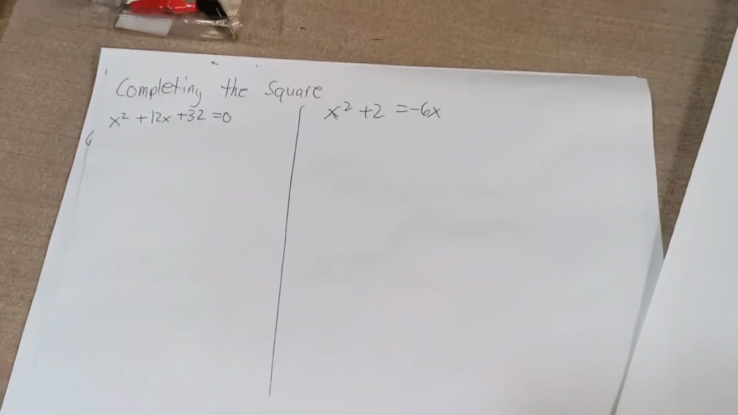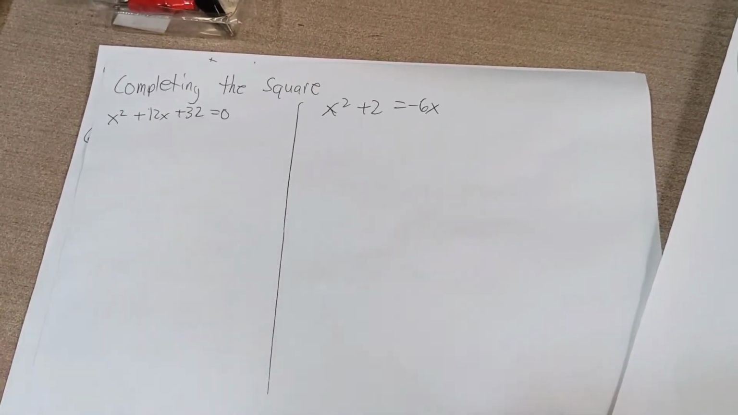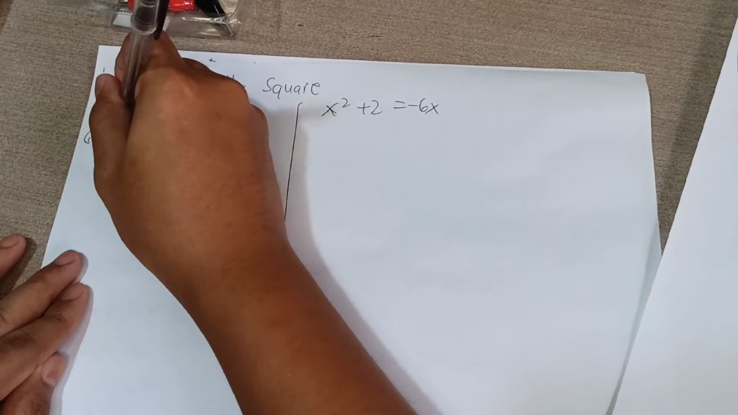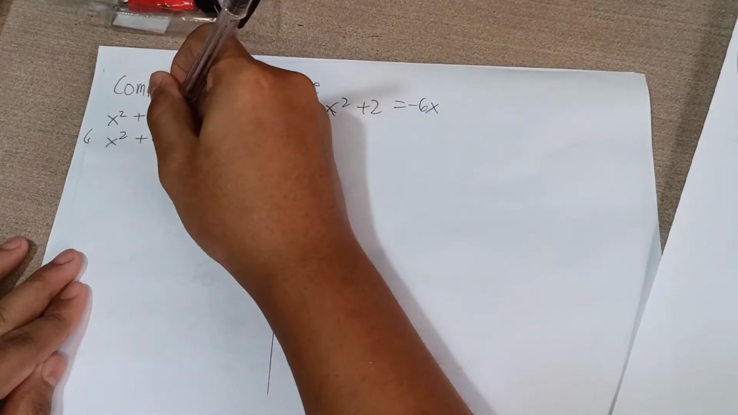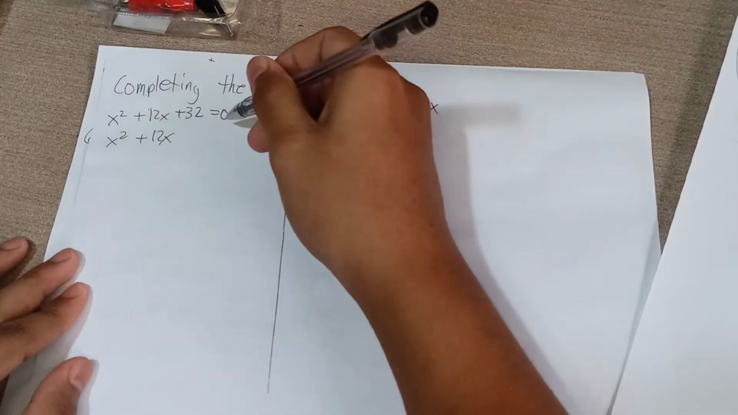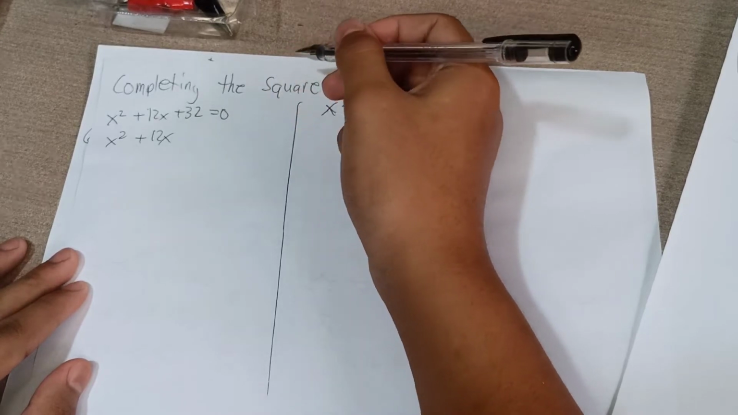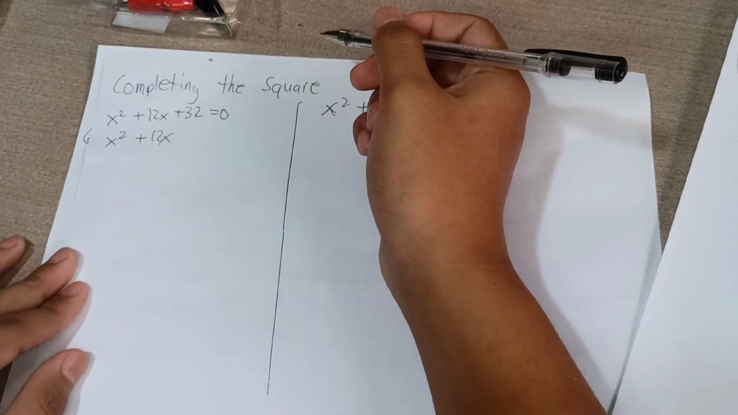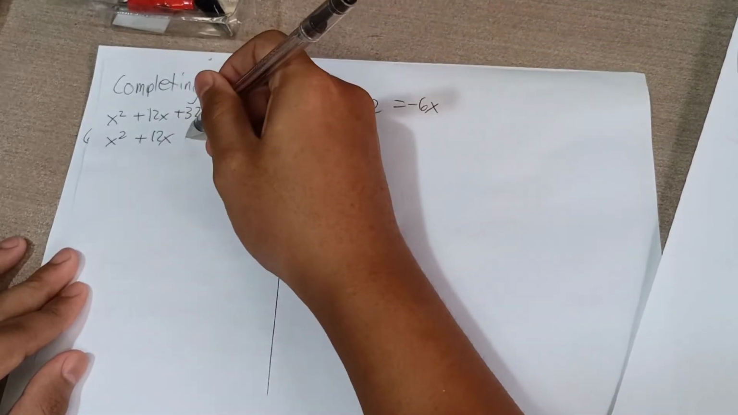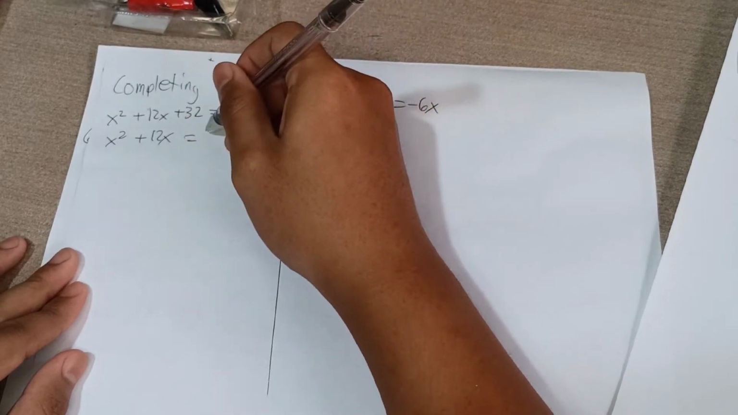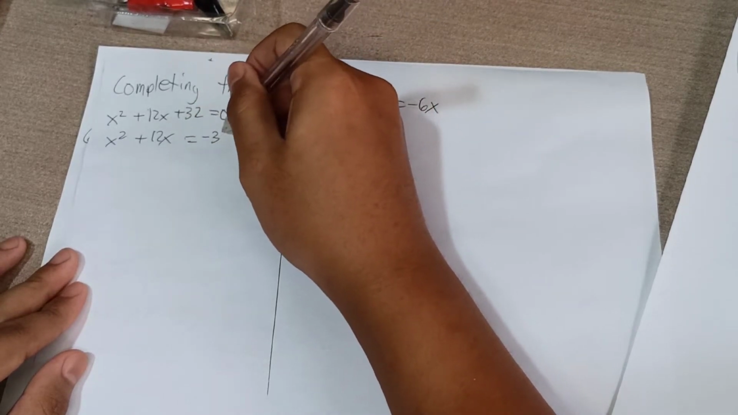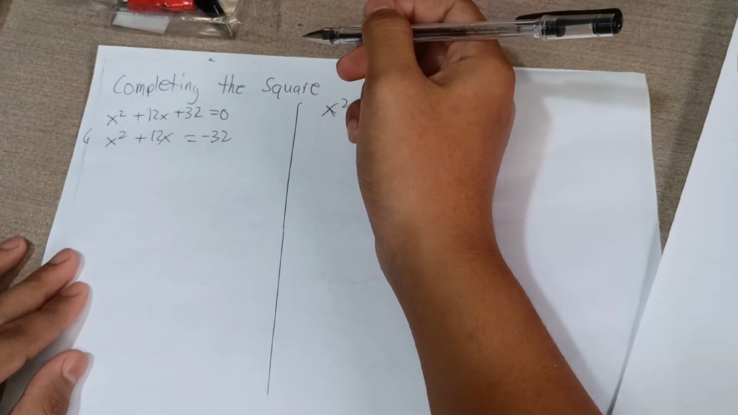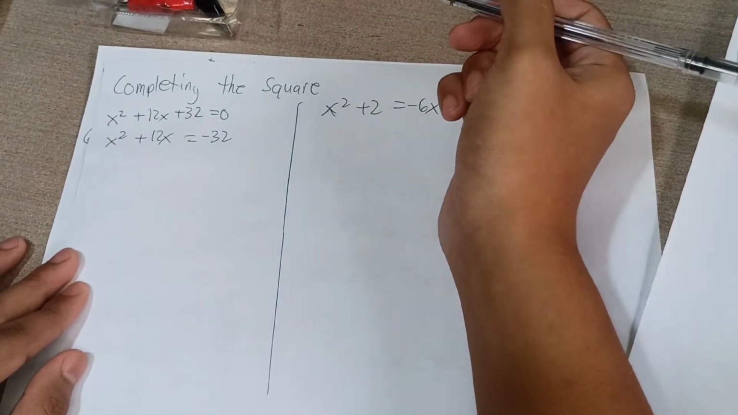So, we will put the positive 32 on the right side. So, we will subtract 32 from both sides, making the equation x squared plus 12x equals negative 32.